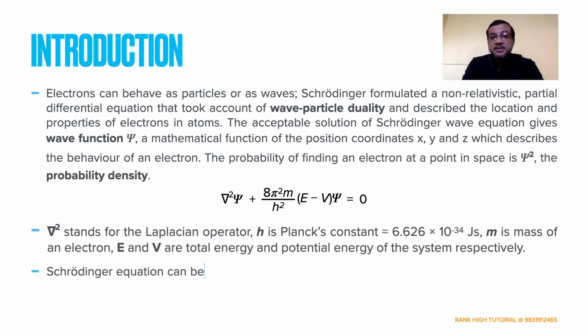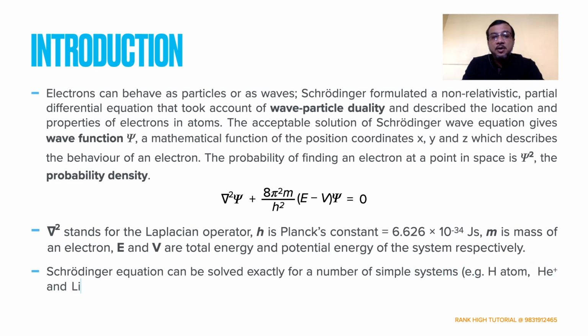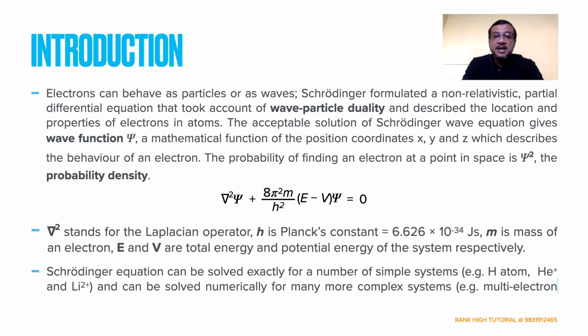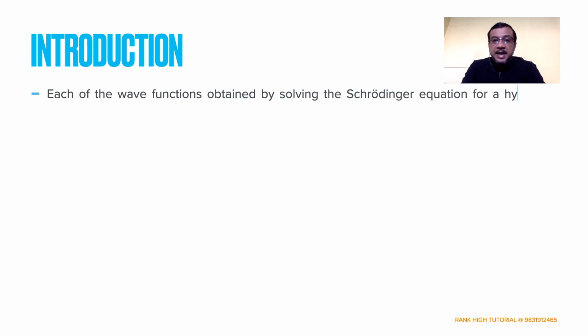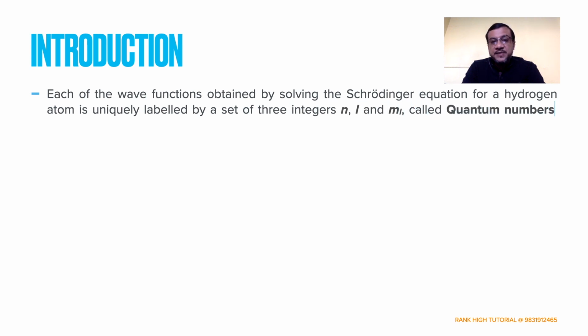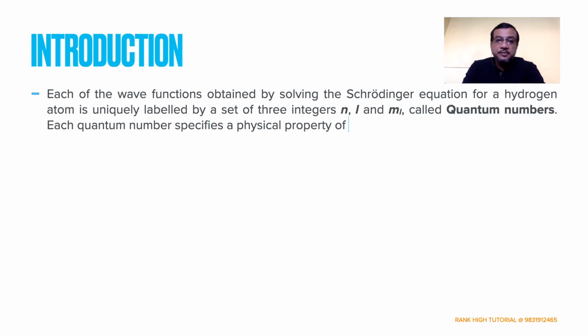Schrödinger wave equation can be solved exactly for a number of simple systems, as for example hydrogen atom, helium plus ion or lithium 2 plus ion, and can be solved numerically for many more complex systems, as for example multi-electron atoms and molecules. Each of the wave functions obtained by solving the Schrödinger wave equation for a hydrogen atom is uniquely labeled as a set of three integers n, l and ml called quantum numbers. Each quantum number specifies a physical property of the electron.